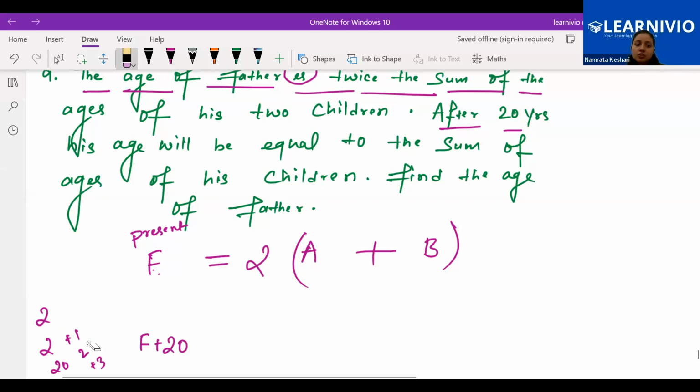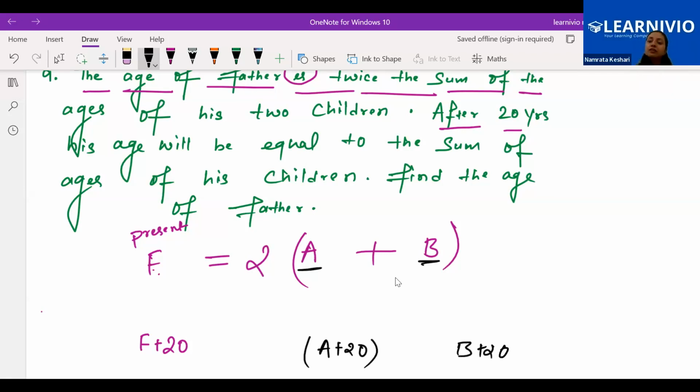Now, similarly, father's age will be F plus 20. The age of the sons will also increase. At present we are representing one son's age with A, another son's age with B. So these ages will also increase. A will become A plus 20 after 20 years. Even if it is not written that the sons also age after 20 years, we have to take that scenario. So A plus 20, and B will become B plus 20. Father's age will be F plus 20. Now the condition says that after 20 years his age will be equal to the sum of the ages of his children.